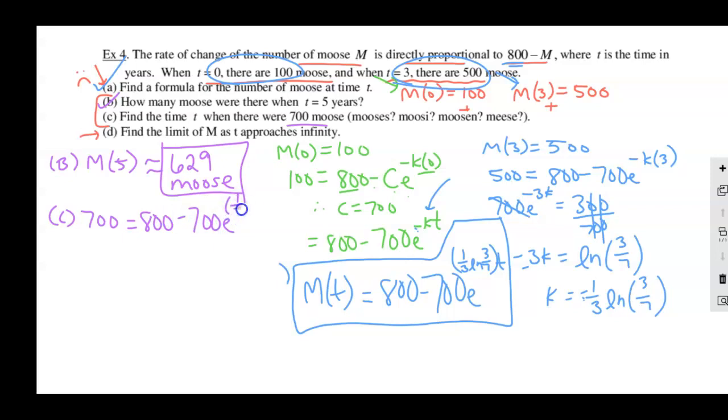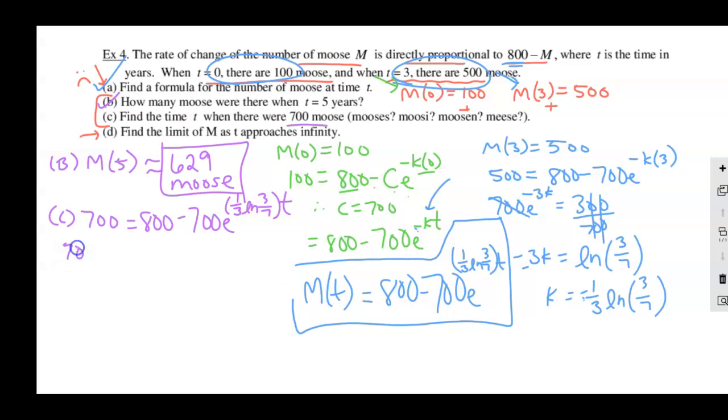Let's see, we got 1/3 ln of 3/7 t. Again, if you had a calculator, which you would, you could use the graphing feature to graph it and find the intersection points. Or if you got it all on the same side so that you had it equal to 0, you could graph and then find the x-intercept. But here I'm just going to solve it algebraically.